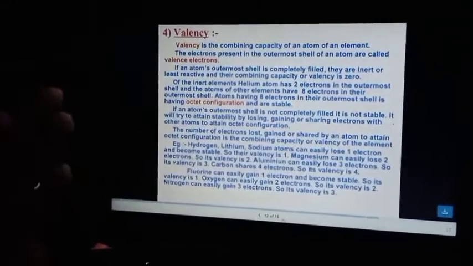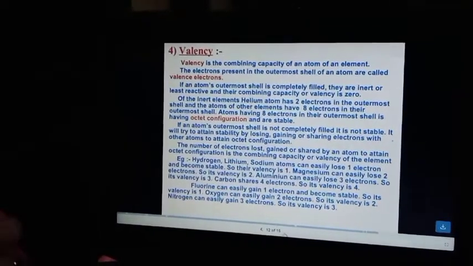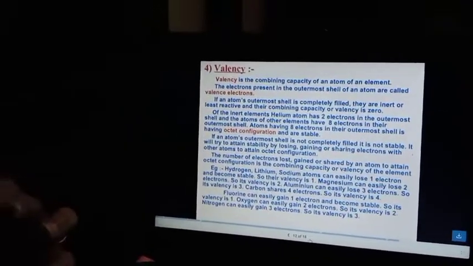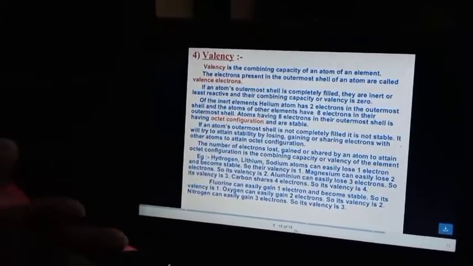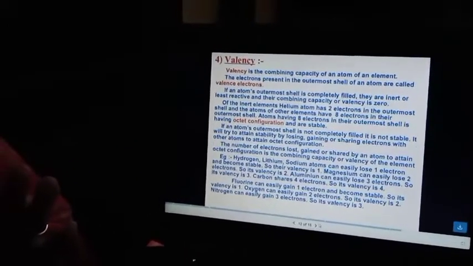Coming to valency, the electrons present in the outermost shell of an atom are called valence electrons. Valency is the combining capacity of an atom. And atomic number is nothing but the number of protons present in the atom.